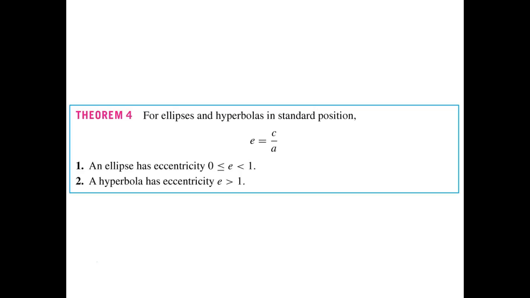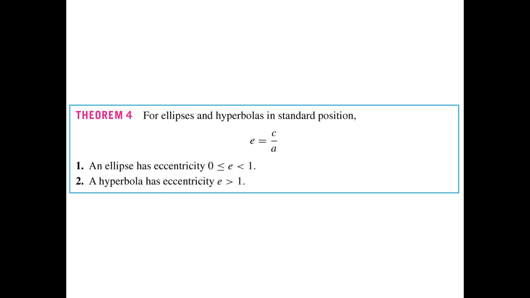So for an ellipse, c has to be less than a, right? So therefore, this ratio has to be less than 1. It has to be between 0 and 1. Both of these are positive numbers, so it's between 0 and 1. It could conceivably be 0, but never equal to 1, because b is never 0. For a hyperbola, though, c was greater than a, so this ratio is always greater than 1.